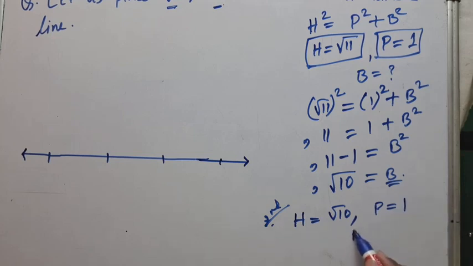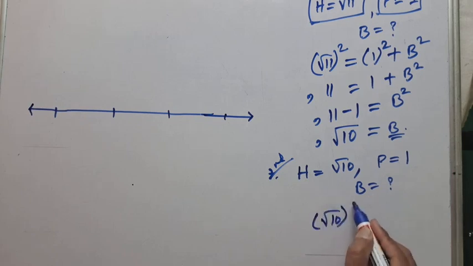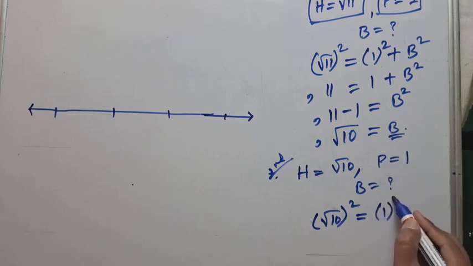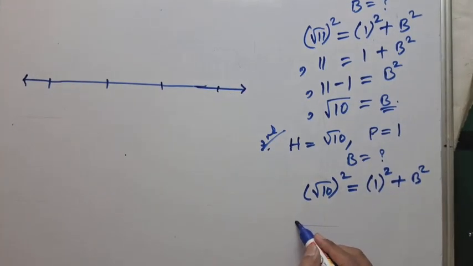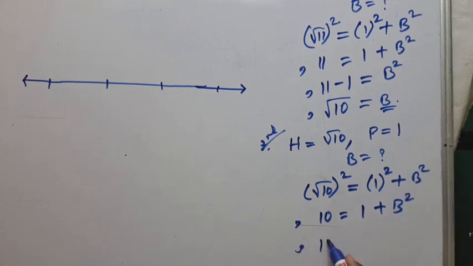Now we find base again. So applying Pythagoras theorem, h square equal to p square plus b square. So h is root 10, h square equal to p square plus base square. P is 1, perpendicular is 1, base is question mark. So root 10 square is 10 equal to 1 squared is 1 plus b squared. This 10 we write here, we bring this plus 1 to the left hand side, becomes minus 1 equal to base square, or 10 minus 1 is 9 equal to base square.